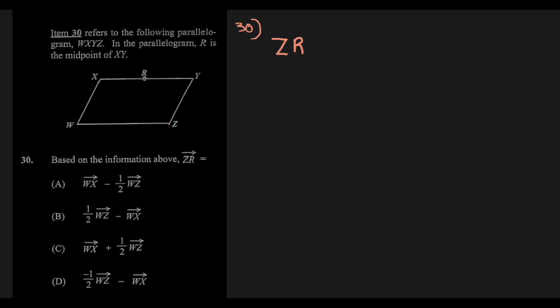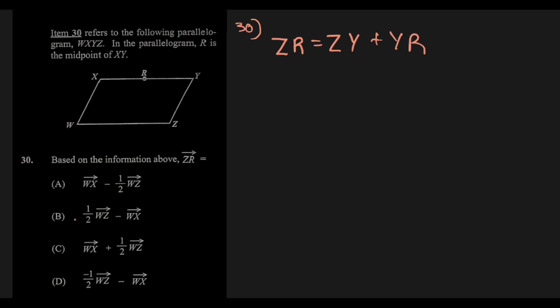How can I do that? I can either go Z to W, W to X, X to R. Now, I'm not going to do all of that. I'm going to go the easiest way, which is Z to Y, then Y to R. Whenever you're doing vectors questions, especially in structured ones, you want to do it the easiest way possible. You don't get extra marks for doing something the most complicated way. So Z to Y is ZY plus YR.